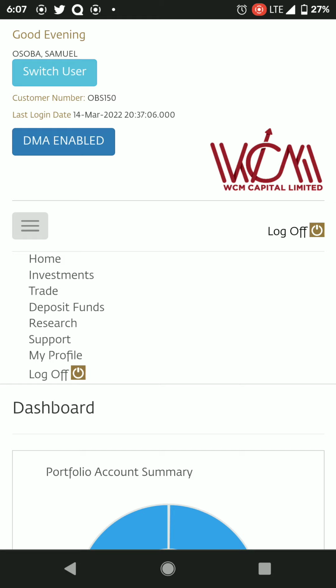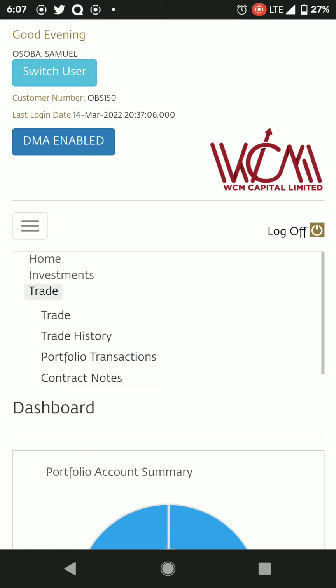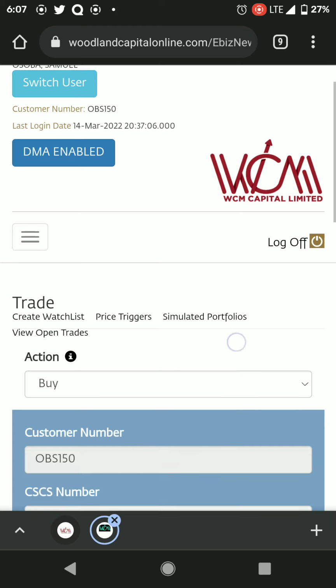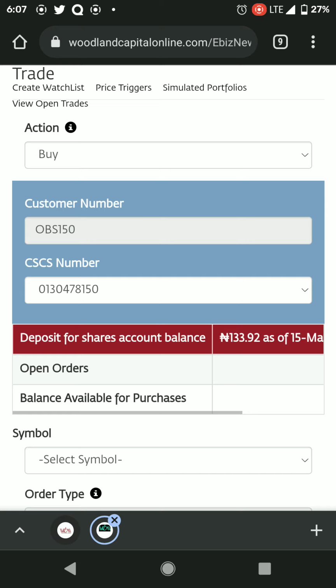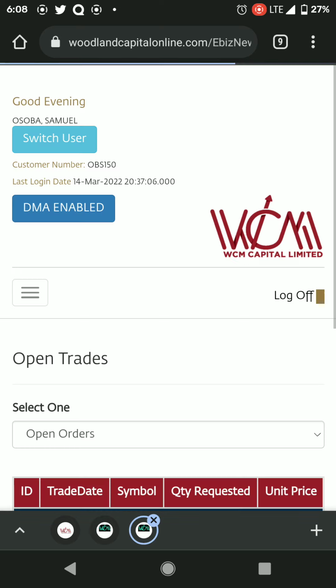So you go to the breadcrumb here. This 3 dash you have there with a gray background is the menu button. You click on the breadcrumb, you click on trade, you want to place a trade. Then there's another sub menu called trade there, before the trade history. You click on it again. That loads up the trade execution screen. Now from this screen you can place a trade.